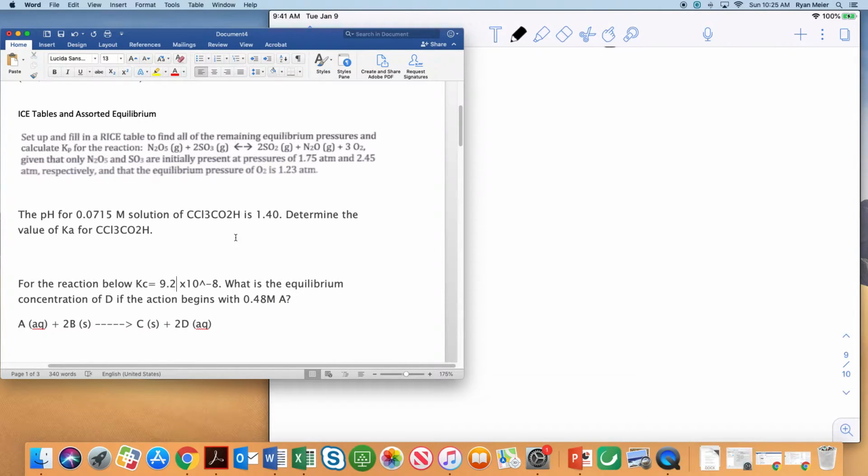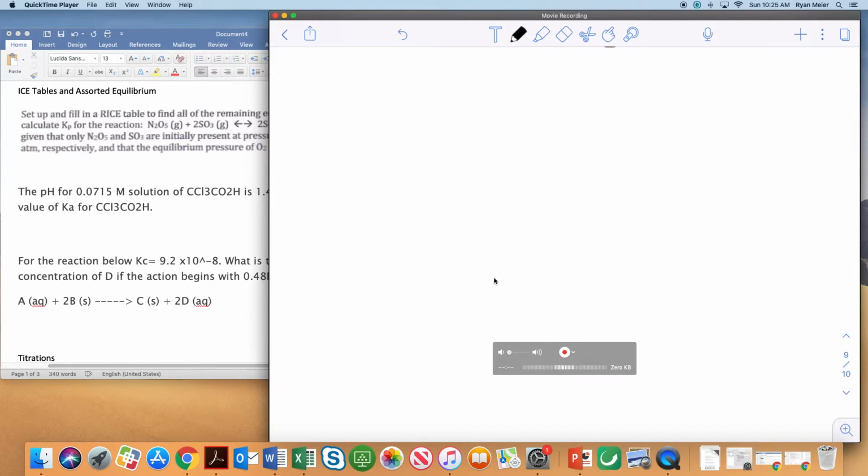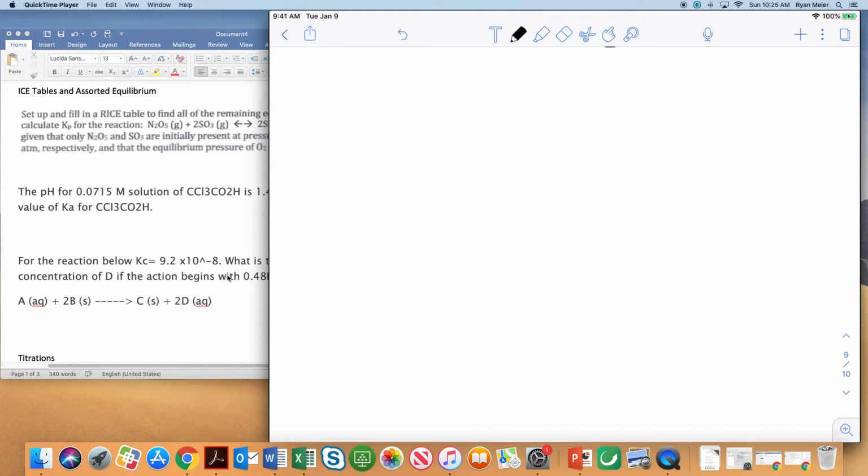Okay, so looking at this problem, we're asked for an equilibrium amount, and it begins with some amount, so that's like an initial quantity of some kind. That means if we have an initial amount, we're going to have to do an ICE table. So we can write our reaction of A plus 2B going to C and 2D.